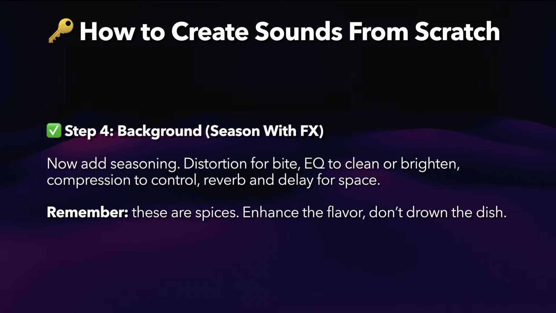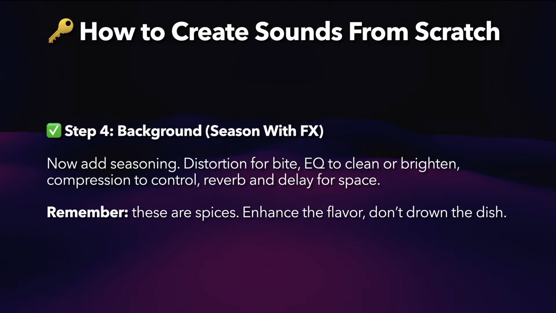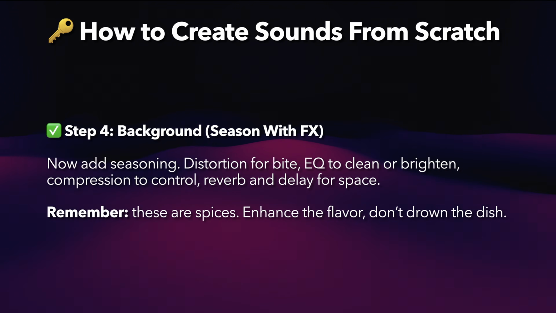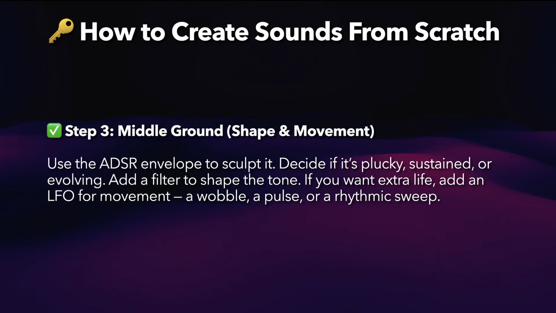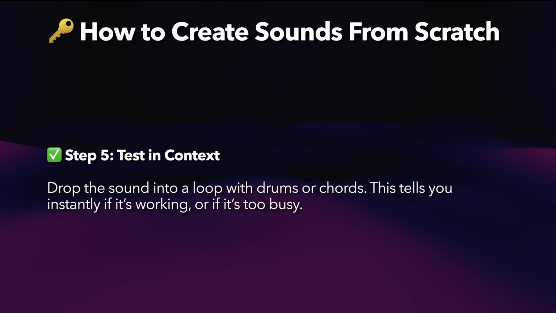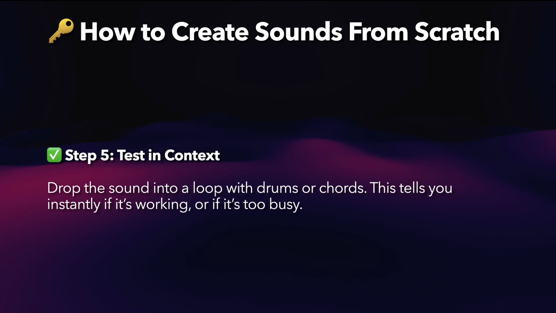Step 4, background. Now add seasoning: distortion for bite, EQ to clean or brighten, compression to control, and reverb and delay for space. Remember, these are spices. Enhance the flavor. Don't drown the dish. Step 5, test in context. Drop the sound into a loop with drums and chords. This tells you instantly if it's working or if it's too busy.